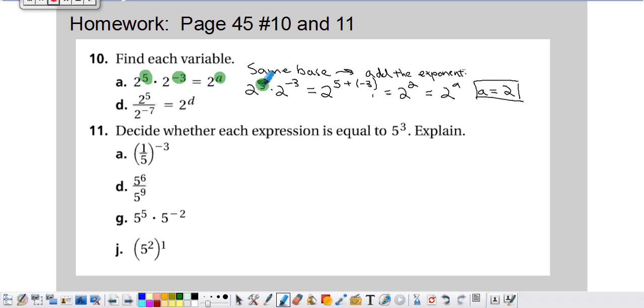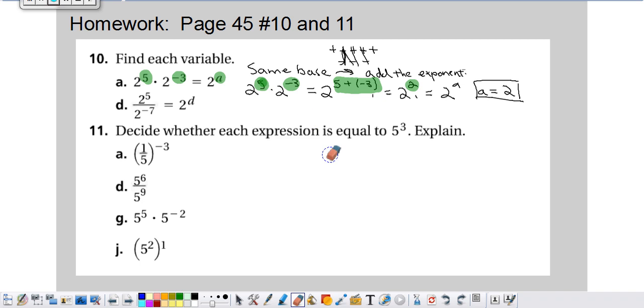So again, if you have 2 to the power of 5 and 2 to the power of negative 3, you can add them together and write 2 to the power of 5 plus negative 3, and that gives you 2 to the power of 2. And if you don't believe me, 5 plus negative 3 means 5 positives, 3 negatives, and those cancel out, and you're left with what? With 2 positives. So that's why you got 2 positives. Alright.